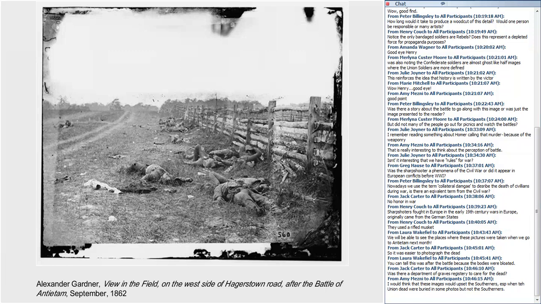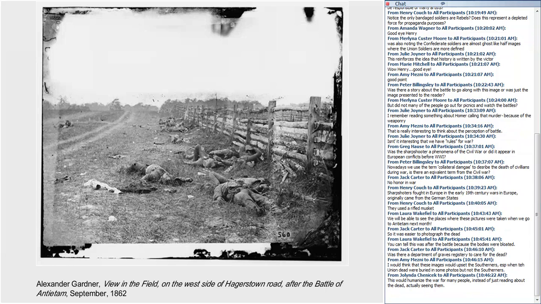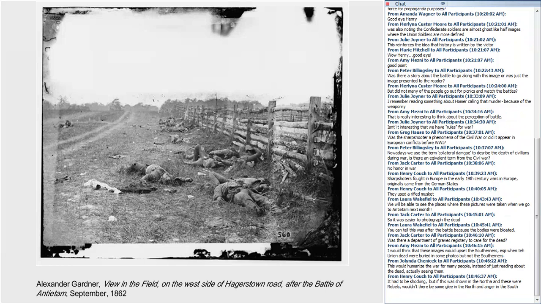Okay, yeah, well, those are all interesting questions and responses. There was no registry of the dead. Remember, there was no dog tag system. And so it was actually very difficult to identify bodies. The bodies that we're looking at in this photograph are indeed Confederate soldiers. And in many of the captions for this image that were created later on when the image was marketed, they are identified as Confederate bodies. It'll say view of the Confederate dead, for example, lying where they fell, things like that.